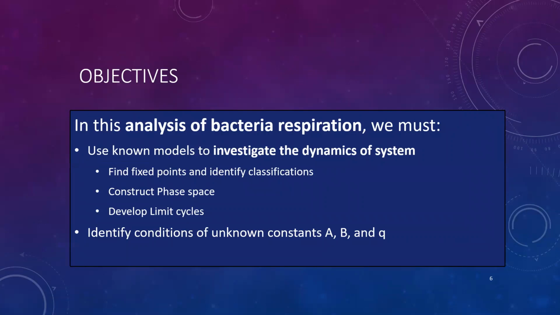The first step we are going to do is to find something called fixed points, and use that to identify the classification of the fixed point. Once we've done that, we can continue to use dynamical systems to see how the system would look in a phase space, using null lines and model the trajectories of our system. Finally, we can study limit cycles and talk about how a model might be a limit cycle. With this case, we can identify conditions of our unknown constants A, B, and Q.